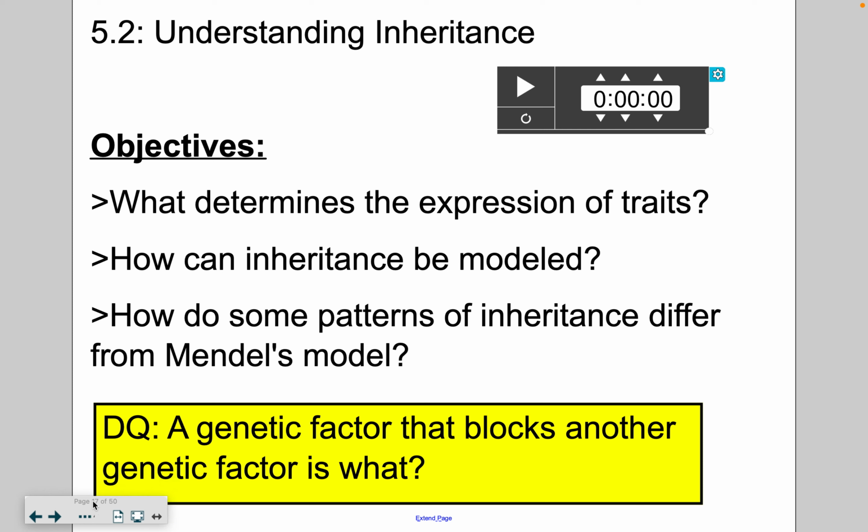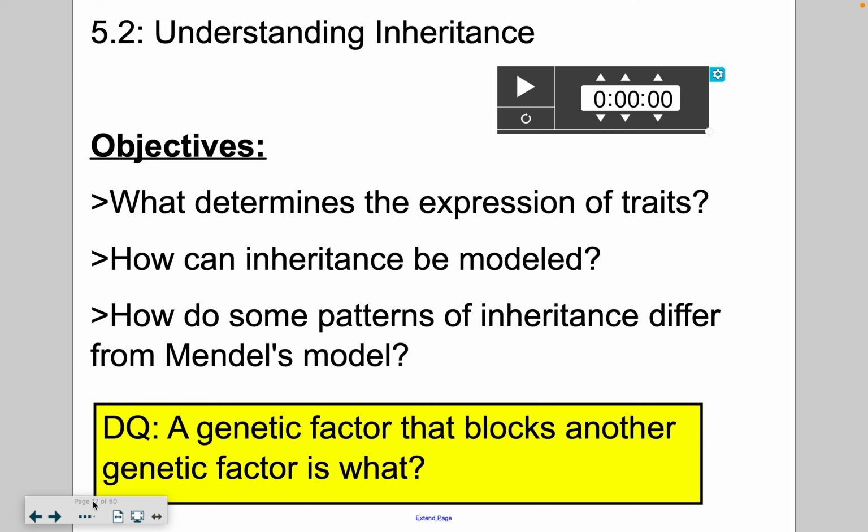All right. Welcome. I am going to continue on with section 5.2, and this is a monster section. In fact, I'm going to break it up into like 4 parts here, just because it throws so much at you, and I just want to make sure that we understand each new concept as it comes. And so it's going to start off with a lot of new vocab terms discussing what determines the expression of traits. And then part 2, we'll talk about how inheritance can be modeled using something called a Punnett square.